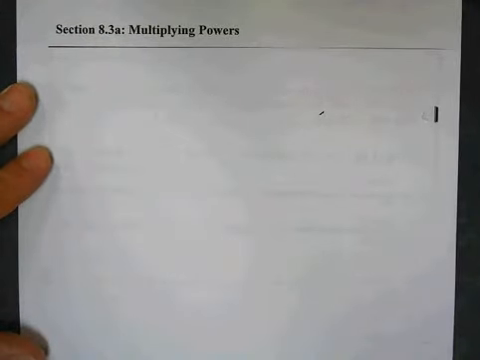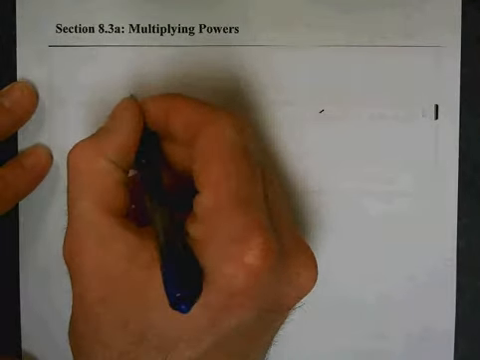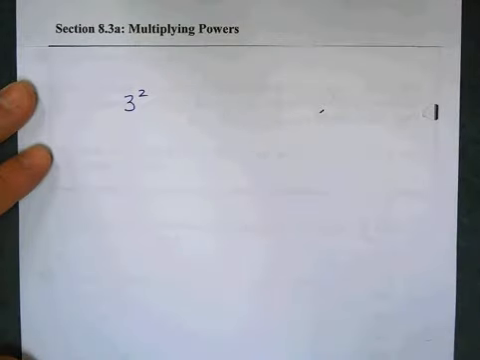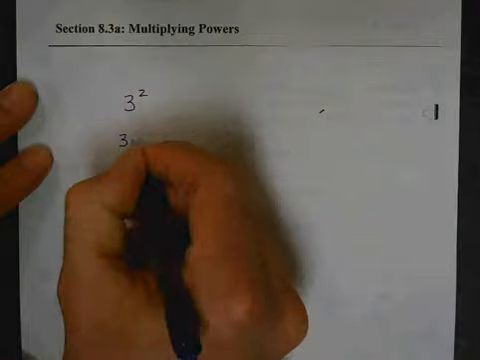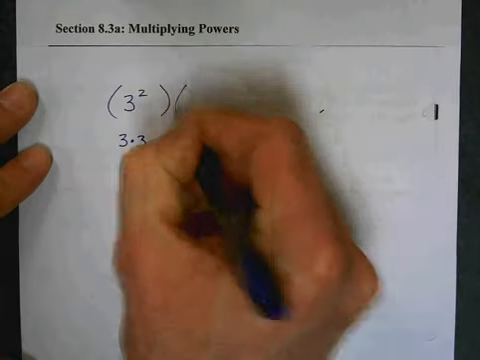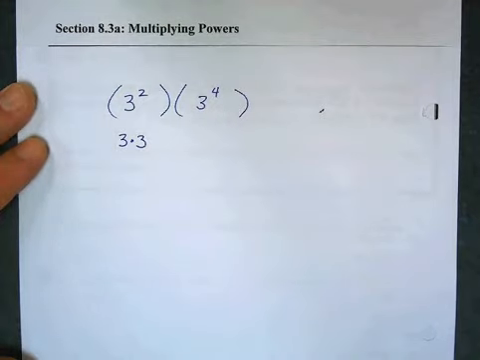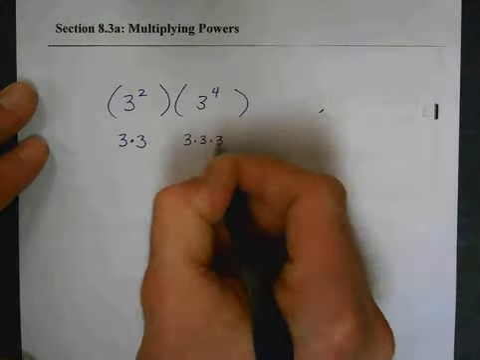All right, so as we're looking at multiplying power, we're still talking about exponents. So before we jump in, answer the following question. What does 3 squared really mean? It means 3 times 3. Okay. And if I say 3 squared, what does 3 to the 4th really mean? That really means 3 times 3 times 3 times 3.